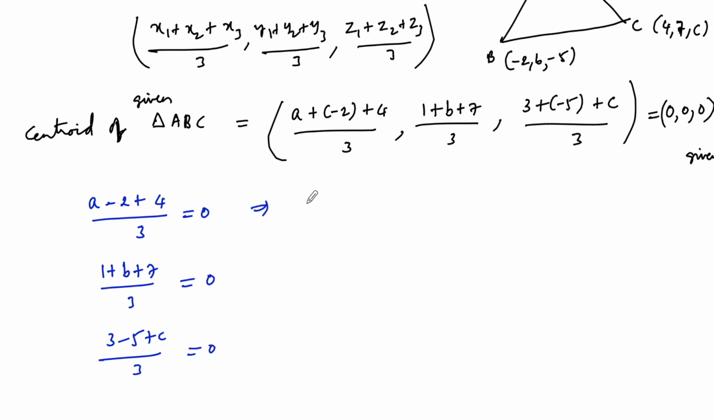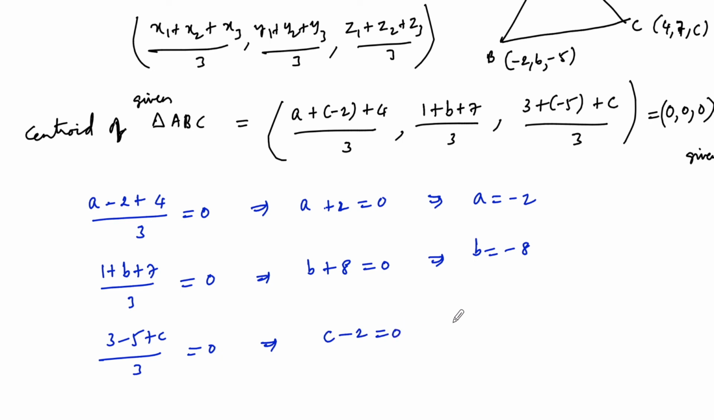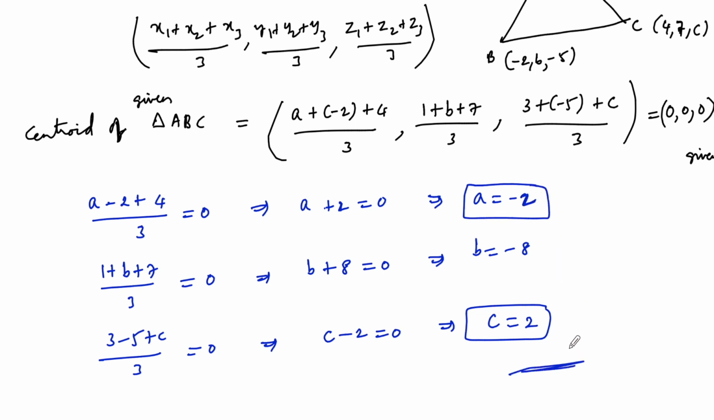Which implies further a plus 2 is equal to 0, since 3 cannot be 0. So a is equal to minus 2, and here b plus 8 equals 0, which implies b is equal to negative 8, and here c minus 2 is equal to 0, which implies c is equal to 2. So we got the three values: a is equal to negative 2, b is equal to negative 8, and c is equal to 2. This is the answer.